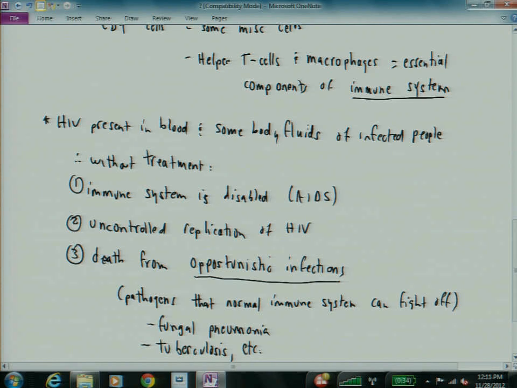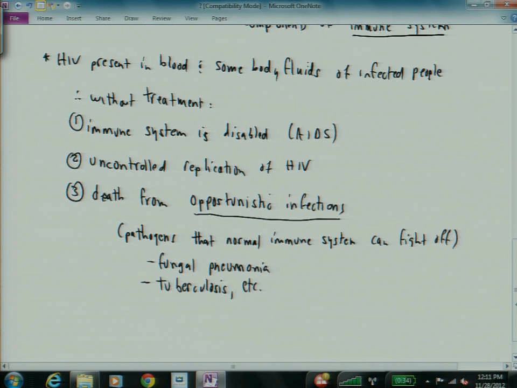So it isn't the virus itself that kills you. It's the fact that you can't fight against other diseases that get you. Questions about that before we talk about some more things?